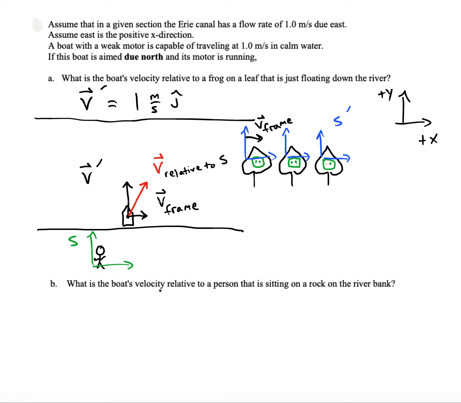Now, what is the boat's velocity relative to a person who's sitting on ground? Well, they're going to see that diagonal motion. And so they're going to think that the total velocity is going to be that combination of v prime and v frame.